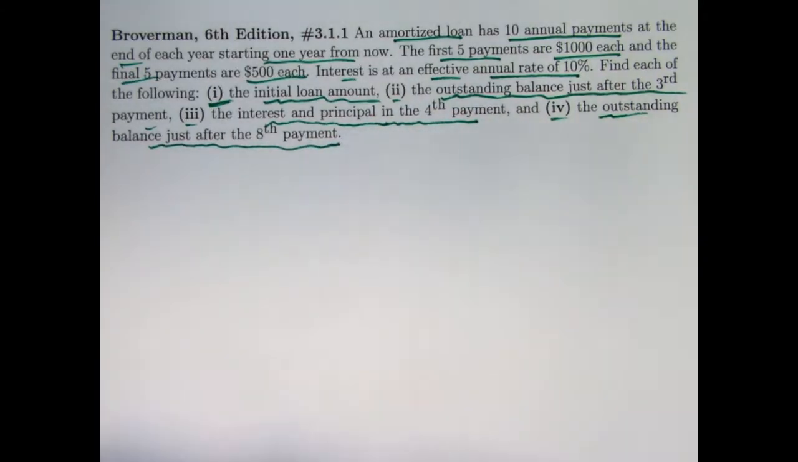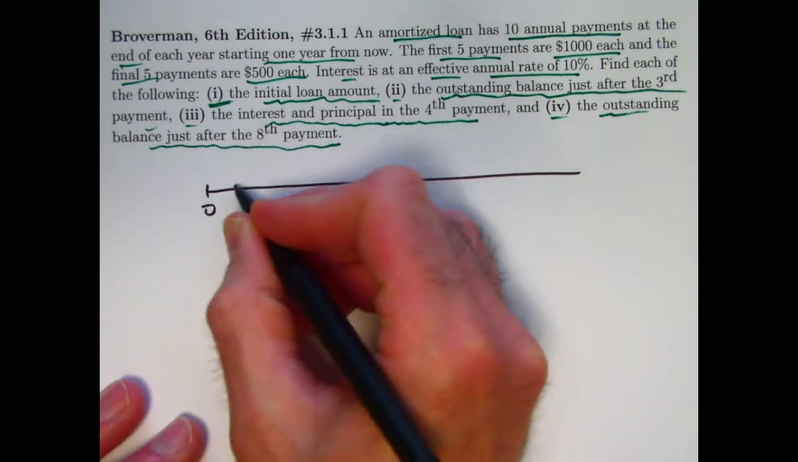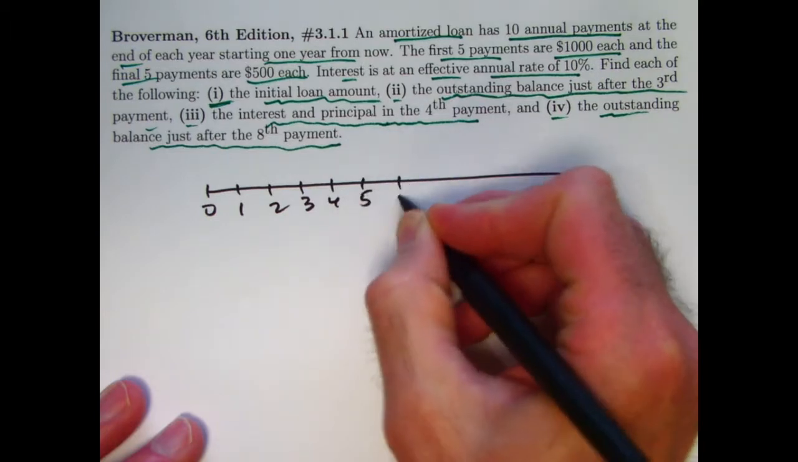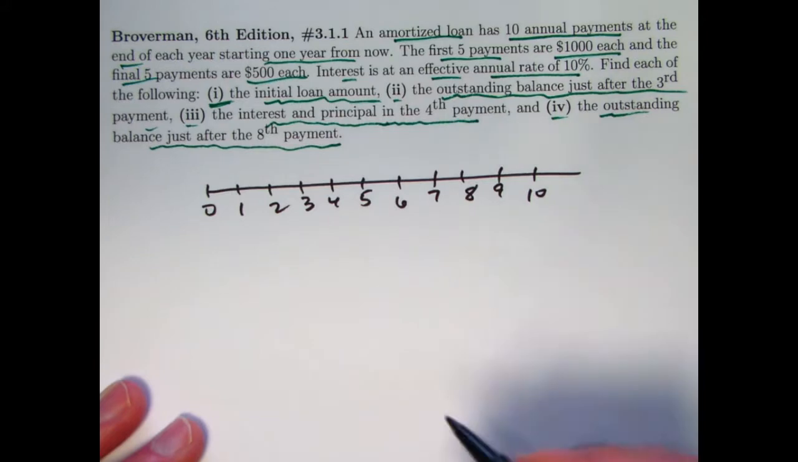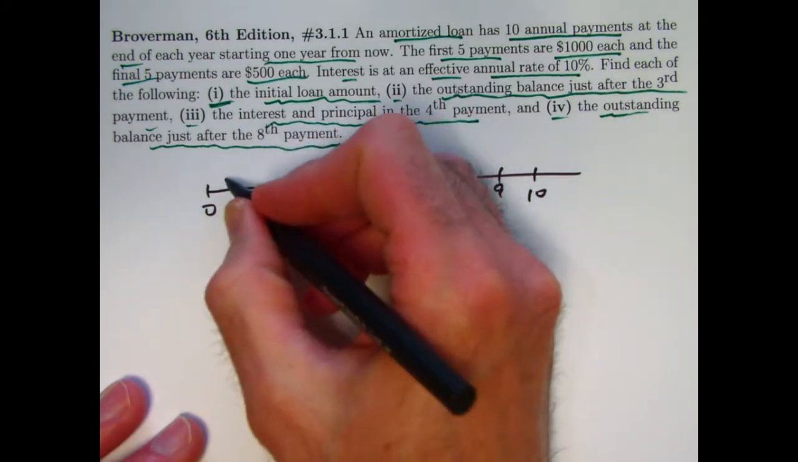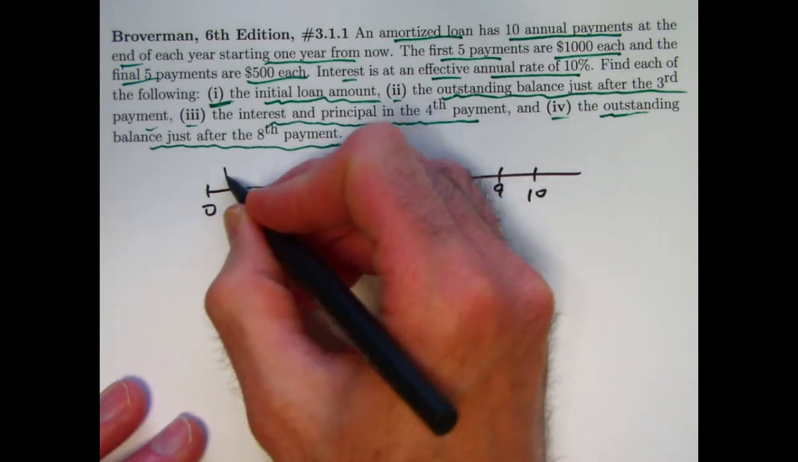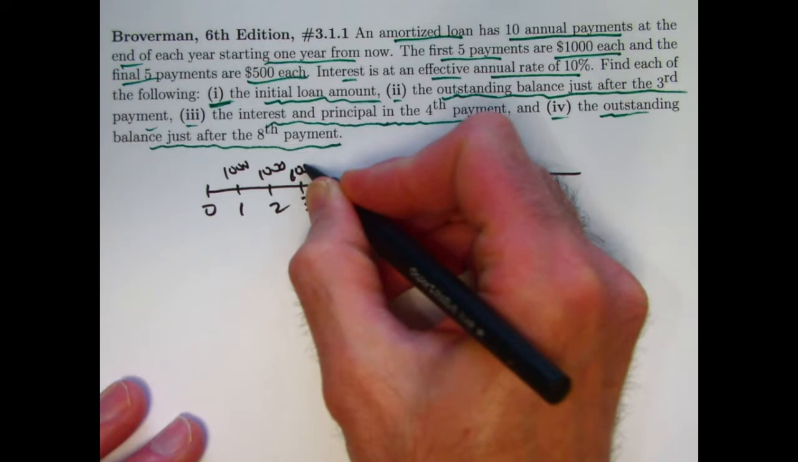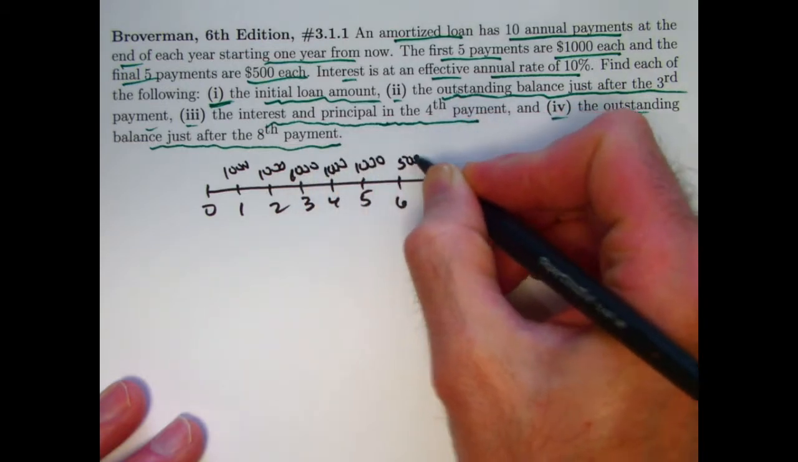We still will want to think about timelines. Let me go ahead and label all the years here, 0, 1, 2, 3, etc. The payments form an annuity immediate, so we're starting 1 year after we take out the loan. We've got a $1,000 payment here. The first 5 payments are all $1,000, and then the last 5 payments are all $500.